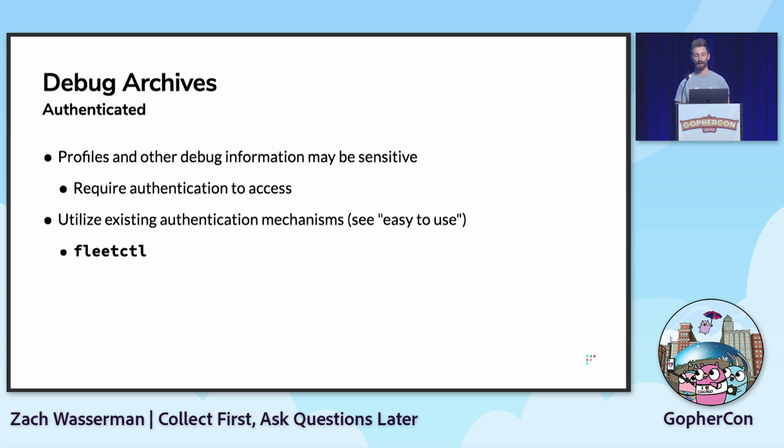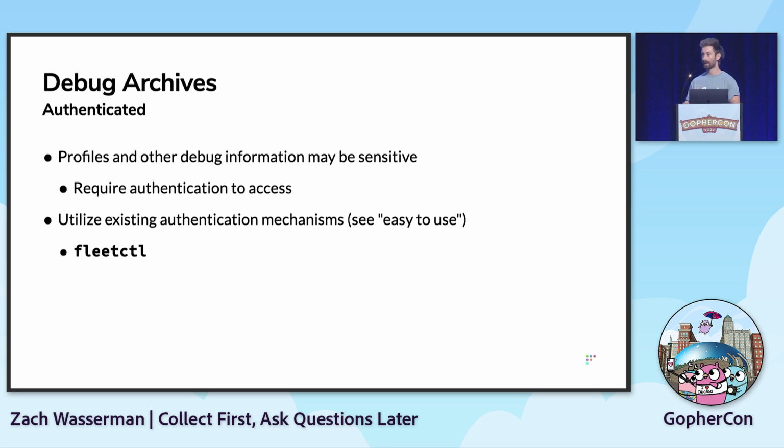And for authentication, there's potentially sensitive information in these profiles. In fact, one of the profiles that's provided is, or it's called a profile, but I wouldn't necessarily say it's a profile, but pprof provides the ability to get the command line of the running program. There might be secrets in there, for example. So we wanted to make sure that there was authentication to access these things.